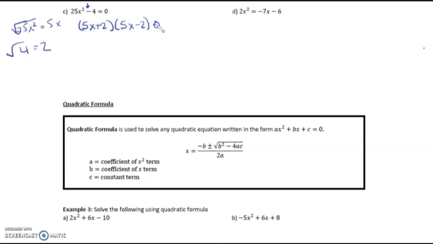So we know that we can factor this by doing 5x plus 2, and then 5x minus 2. Okay, now this is one of the situations where I would actually branch off and equate both factors to 0, just so that we don't make a mistake. Bring over the 2, we get 5x equals -2, and divide out the 5.